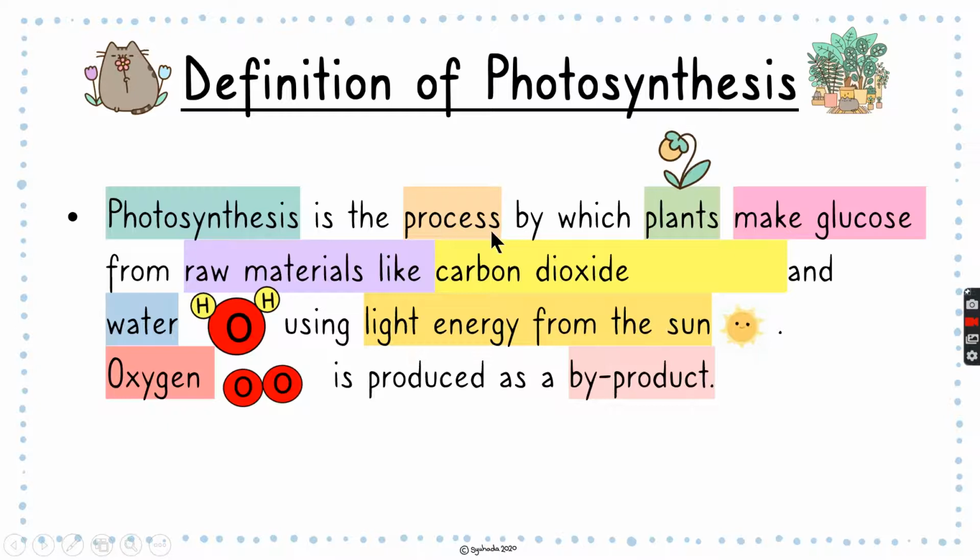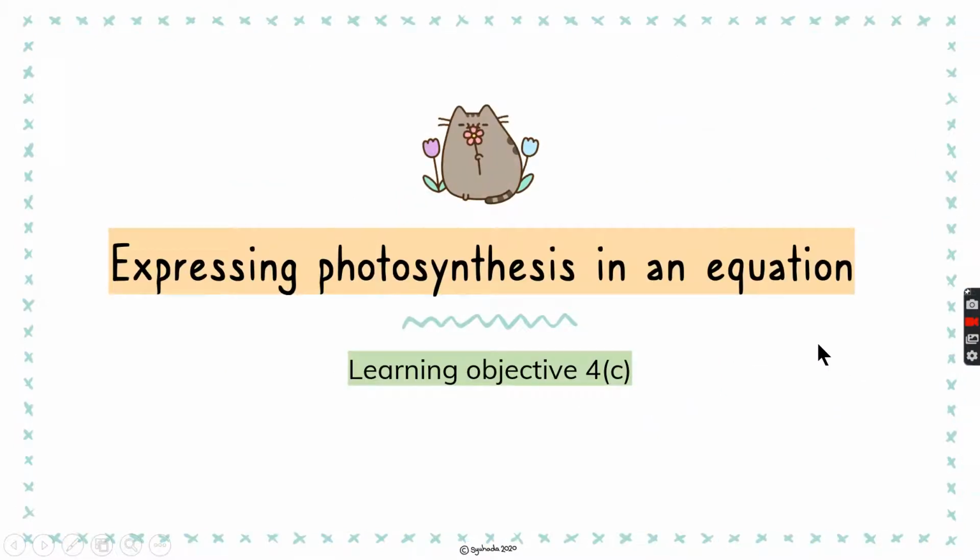So photosynthesis is a process, and this is how you define it and how you answer your section C. Photosynthesis is a process by which plants make glucose from raw materials like carbon dioxide and water. The raw materials are only carbon dioxide and water, using light energy. So they use the light energy from the sun, and oxygen is produced as a byproduct. Water is also actually released, but oxygen is really important for the ecosystem as well as the plants.